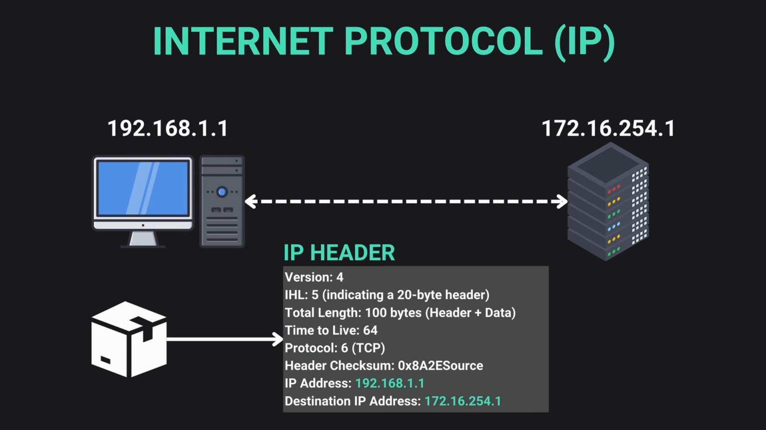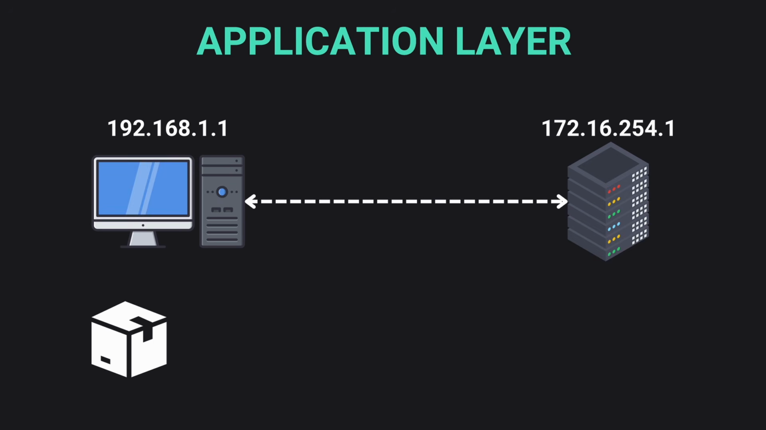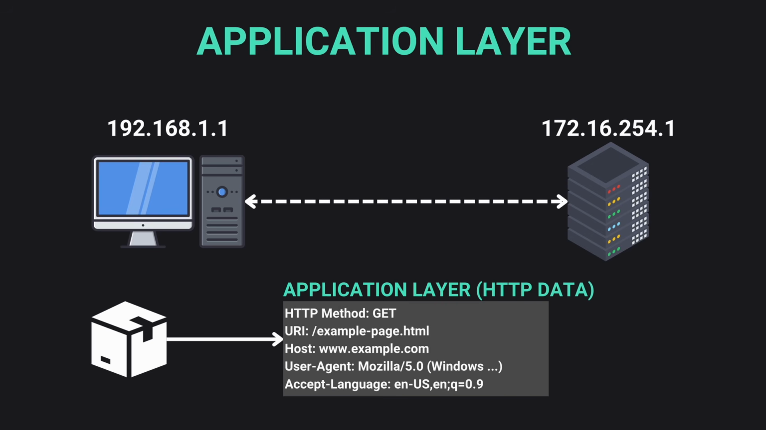This process is governed by the Internet Protocol, which is a set of rules that defines how data is sent and received. Besides the IP layer, we also have the application layer, where data specific to the application protocol is stored. The data in these packets is formatted according to specific application protocol data, like HTTP for web browsing, so that the data is interpreted correctly by the receiving device.